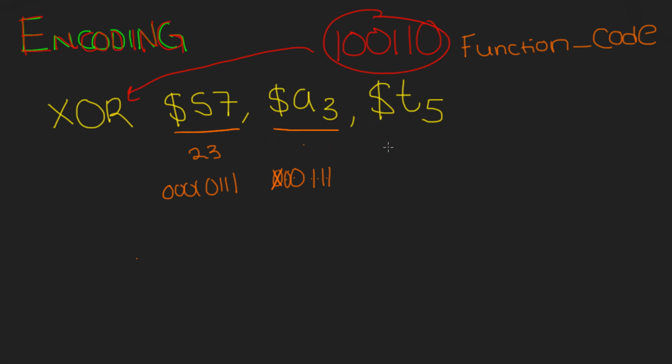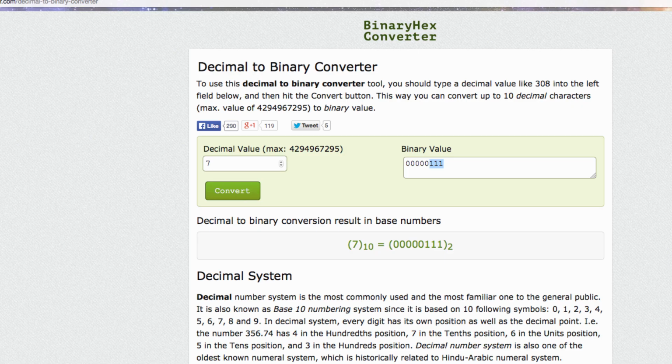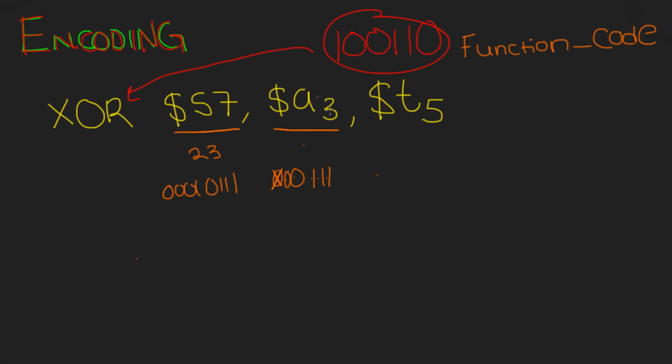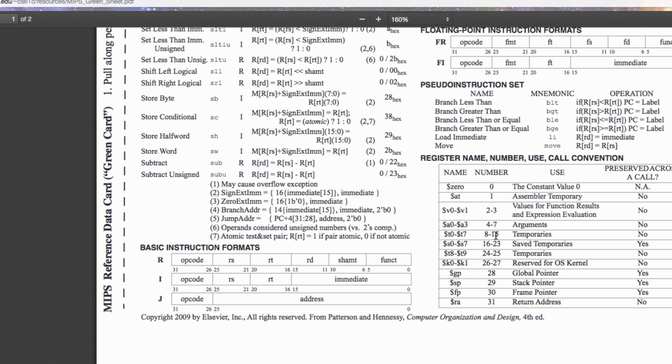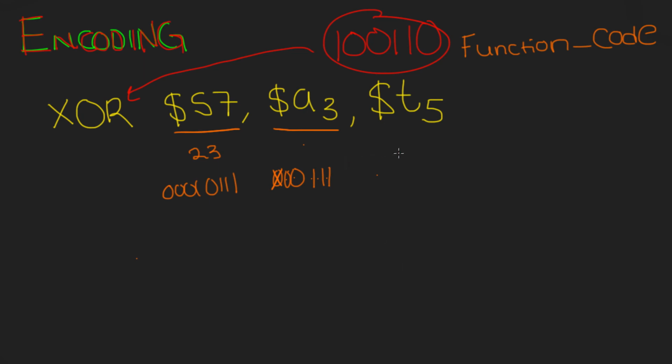Now the next register, like I said, the RT always follows the source register. That is going to be T5, and that also has 5 bytes allocated for that specific space. So if we go ahead and look at our green card here, we know that T5 is associated with the number 13, and 13 in binary is the same as 1101, and we want to keep in mind that we need 5 bytes. So 1101, that's only 4, so I'm just going to put a 0 in front there, and this is going to be our RT.